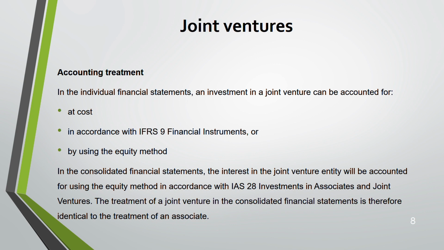Go back and check how we did it for associate. It's the same way. Here also we use the equity method. The way we used the equity method for associate, the same way we use it for joint venture also. Joint venture only, not joint operation. If it's a joint operation, IFRS 11, this standard. If it's a joint venture, IAS 28, equity method. You need to know this.